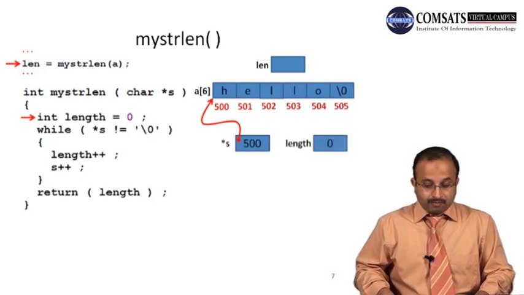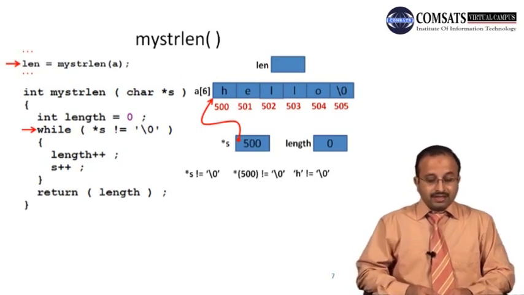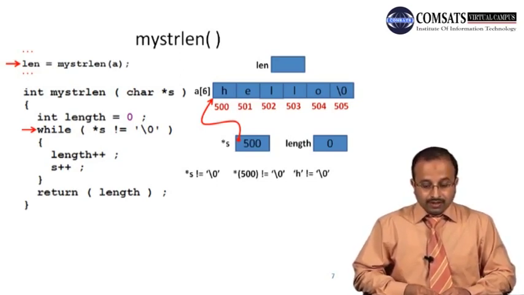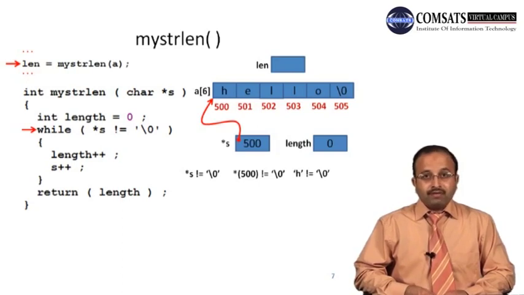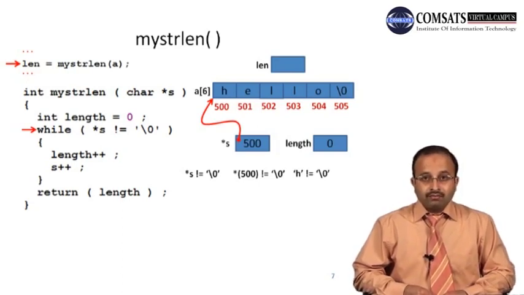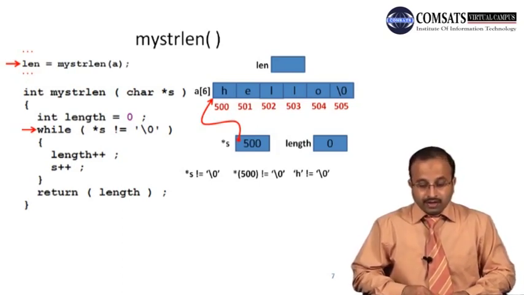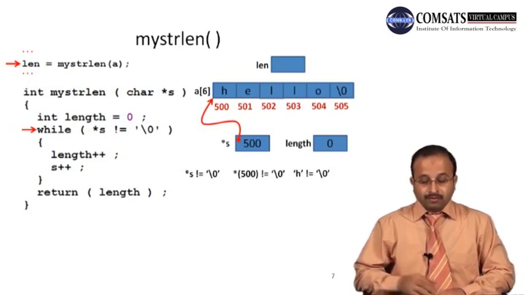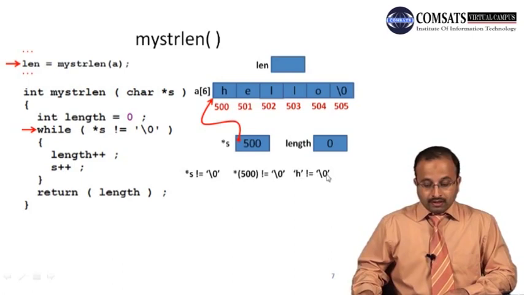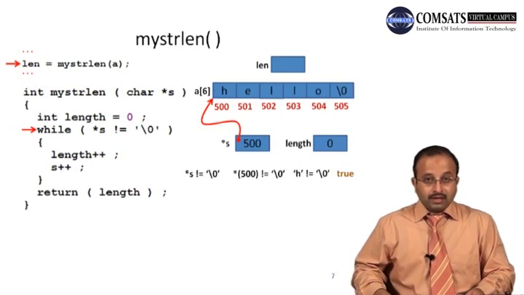Then the next statement: memory is allocated for the length variable, an integer type variable, and you initialized it to 0. Then we have a while loop. What is the condition in the while loop? The condition is star s is not equal to null. So what is star s? Star s is star 500, that is, value at address 500. What is that value? That value is H. So you compare H with null. H not equal to null is true. So the condition is true, and it comes inside the while loop.